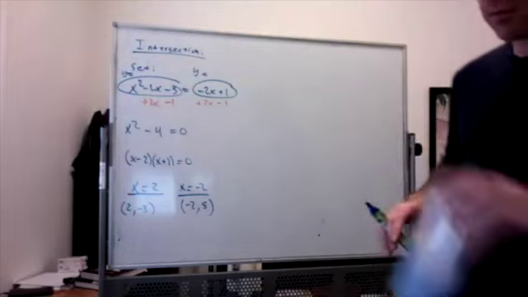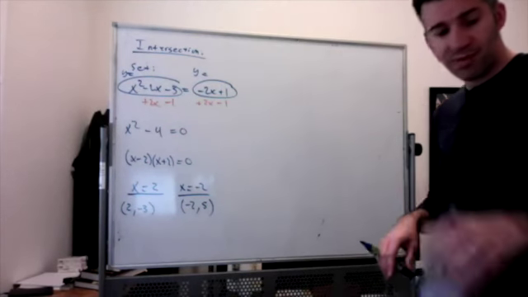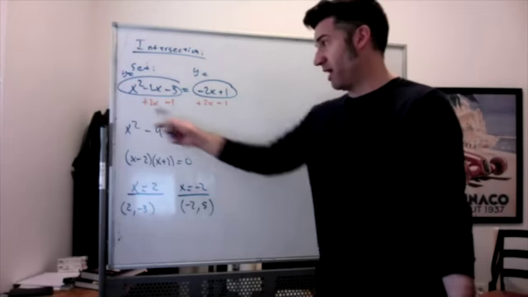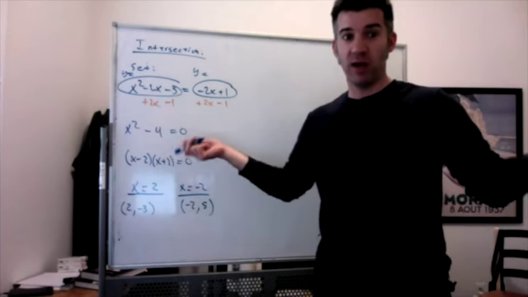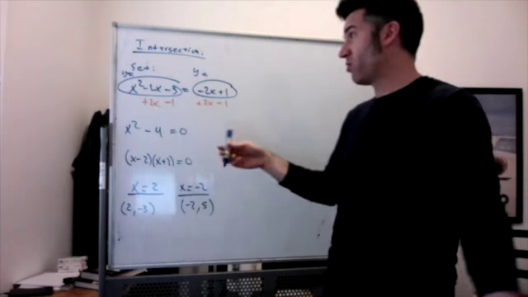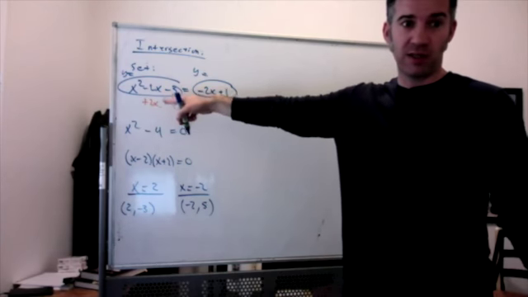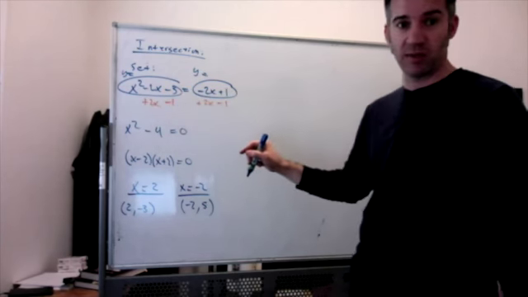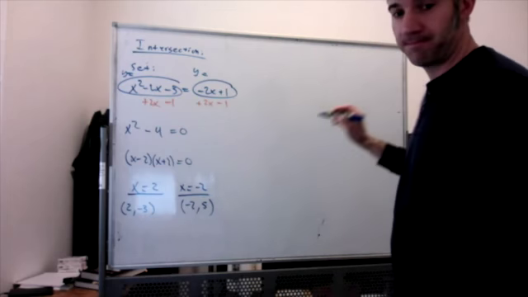I want to point out we're not graphing x squared minus 4. That's just the equation we got when we're trying to find the points of intersection. We're graphing y equals x squared minus 2x minus 3 and y equals negative 2x plus 1, sorry.